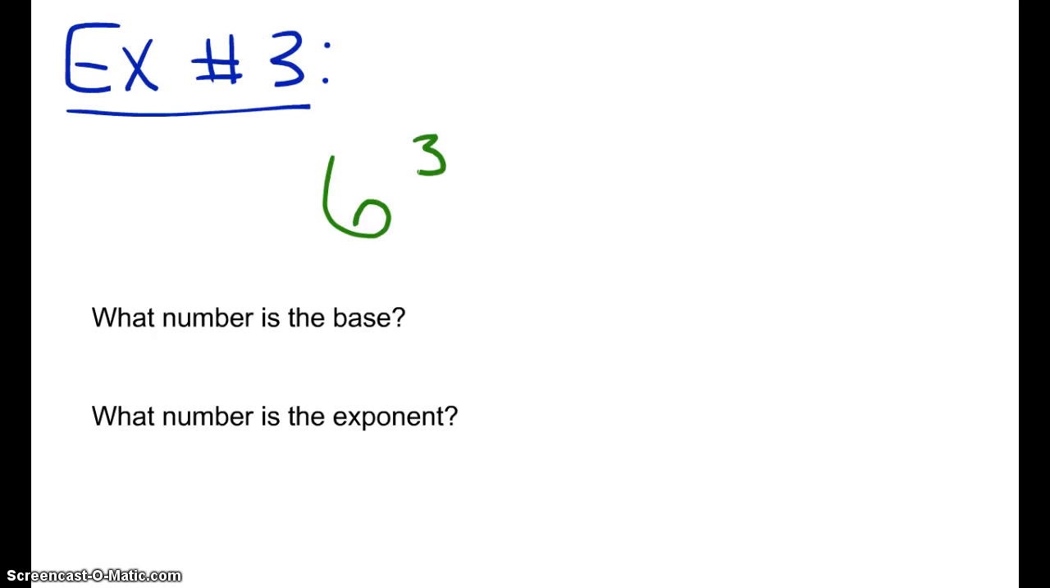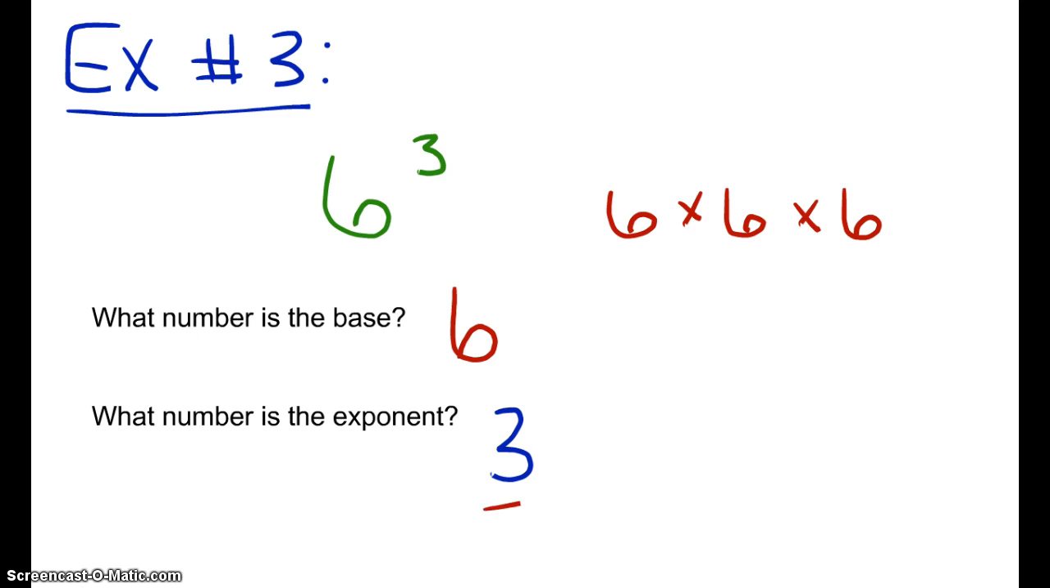Example number 3. Pretty simple here. We have 6 to the 3rd power. 6 is our base, and 3 is our exponent. If we were to write that out, it would look like 6 times 6 times 6. Why did I do that? Because my exponent is 3, which tells me that I need 3 6s.